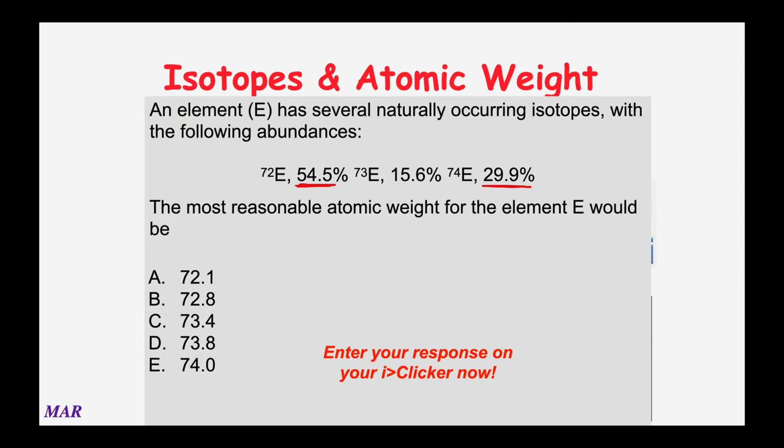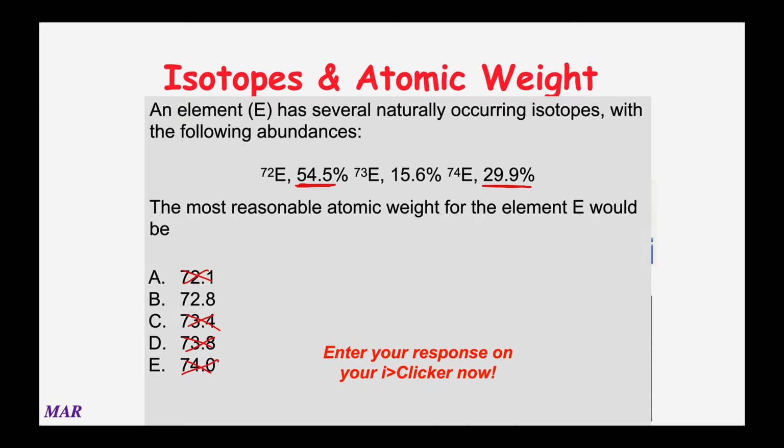So let's start here. I don't think it would be 74. All right, that's out because it's not 100% the 74 isotope. That doesn't seem reasonable. And because it's more than 50% 72, I would cut out those as well. I don't think that's very reasonable. However, it's not like 90% plus of the 72 isotope. I don't think it's going to be 72.1 either.